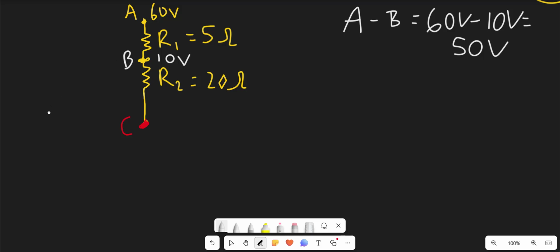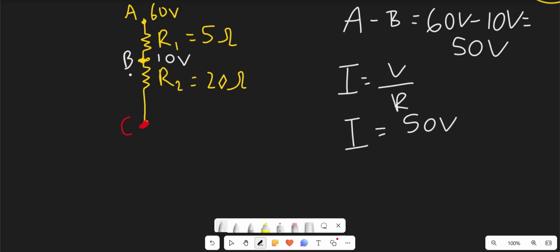So now, with this information, we can calculate the current. It's going to be I equals V over R. So I is going to be 50 volts that we found over here, divided by the resistance of R1, which is 5 ohms. So this will give us 10 amps of current flowing throughout the circuit.